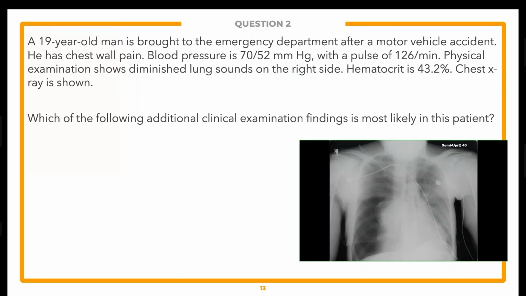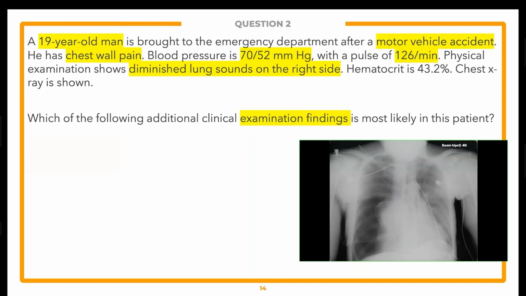We have a pretty young man here, still 19. We're dealing with a different situation, and we got an X-ray to go along with it, and we'll break down what's happening here. Let's look at the lead-in one more time and figure out what we're dealing with. Additional clinical examination findings most likely in this patient. So again, not diagnosis, not treatment. It's asking about exam findings. So you want to think about what physical exam finding I'm going to see in this patient, and what that means in the clinical context.